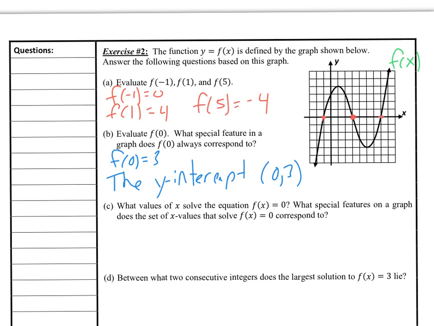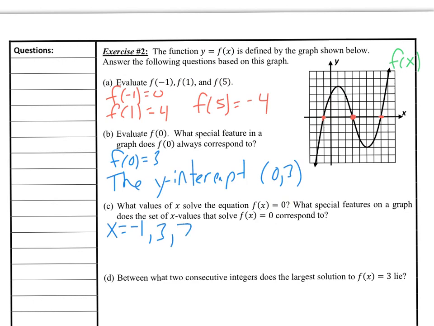Well, it looks like x equals negative 1 was one of them. And then the next one is over 1, 2, 3. And the last one is 4, 5, 6, 7. So negative 1, 3, and 7 are the x values that solve that.